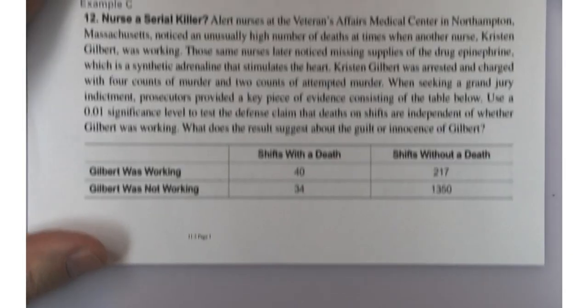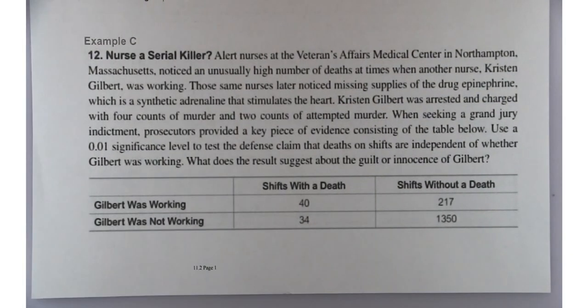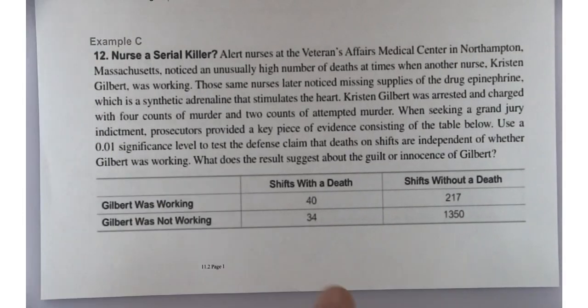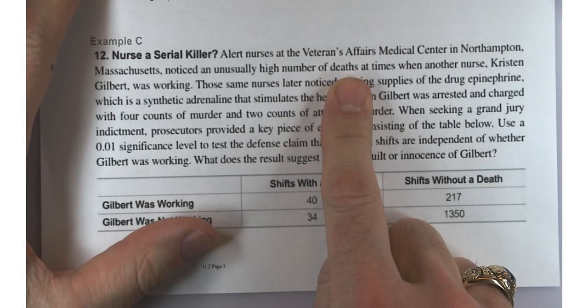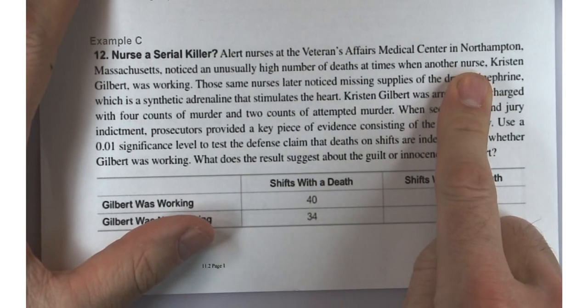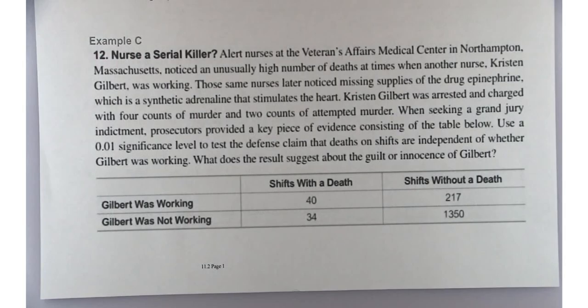That's good. While that's going around, let's look down at this next one, which is actually a true story. Kristen Gilbert was a nurse that worked in the Veterans Medical Affairs Center in Northampton, Massachusetts. So nurses around her were noticing that there was a lot of people who died at times when she was working. And they collected some data. And that data was later used in the grand jury trial of Kristen Gilbert.